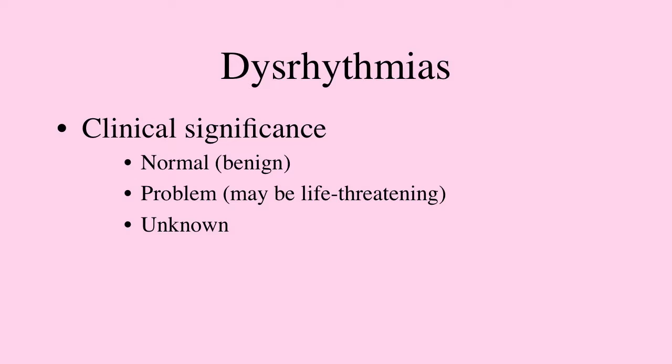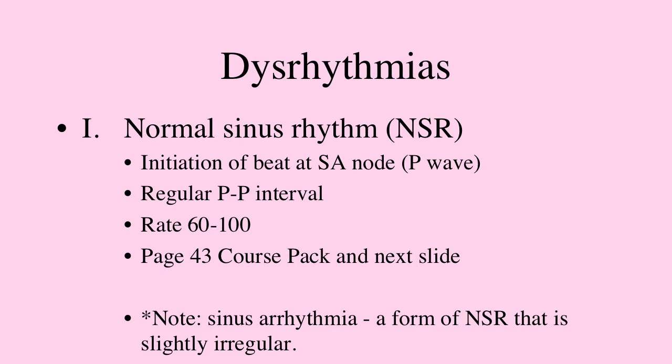There is one form of normal sinus rhythm that is also normal, and this is listed at the bottom of the slide with Roman numeral number 1. This is called sinus arrhythmia. This is where it's slightly irregular, but it's really just due to the breathing mechanism, and it's generally not a clinical problem.